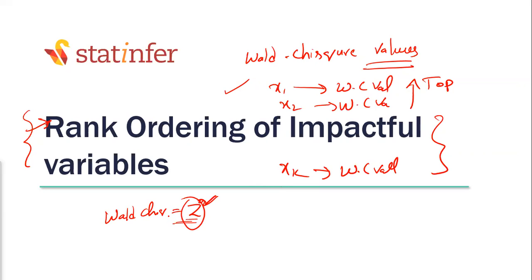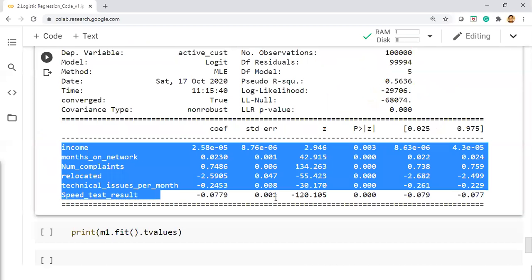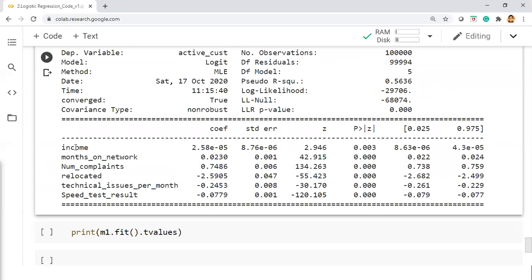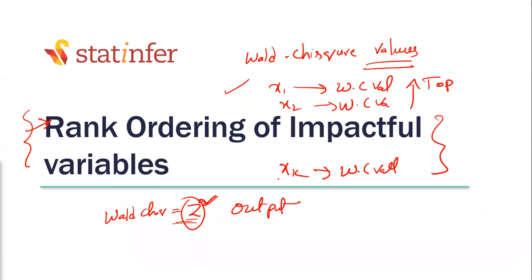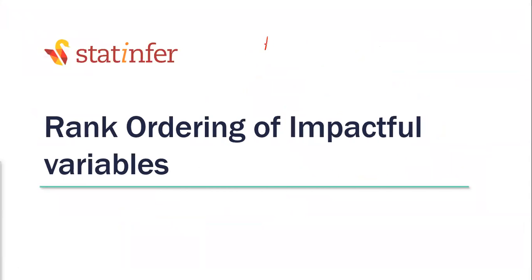What I want you to do right now is look at your output, go to your output. Already you have the variables. These are all impactful, but tell me top one, two, three. One, second most impactful, top most, the third one. What are the three factors, three features that I need to work right now? Tell me, based on the Wald chi-square. What is the Wald chi-square? Z square.